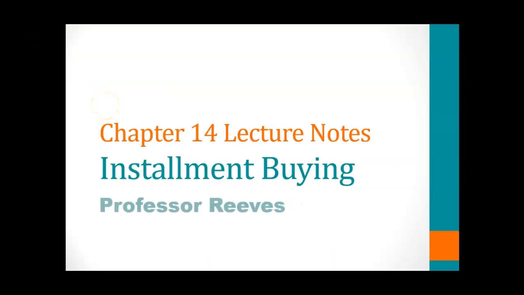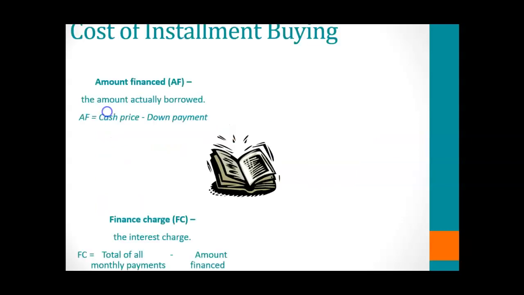Hello. Chapter 14 focuses on installment buying, meaning that when we make a purchase, we're not going to pay for the item in full. We're going to pay for it in installments, or over time. Now, there's a cost for doing that. So think about when you buy a car. You may put down a down payment. So the amount financed would be the cash price of the item minus the down payment.